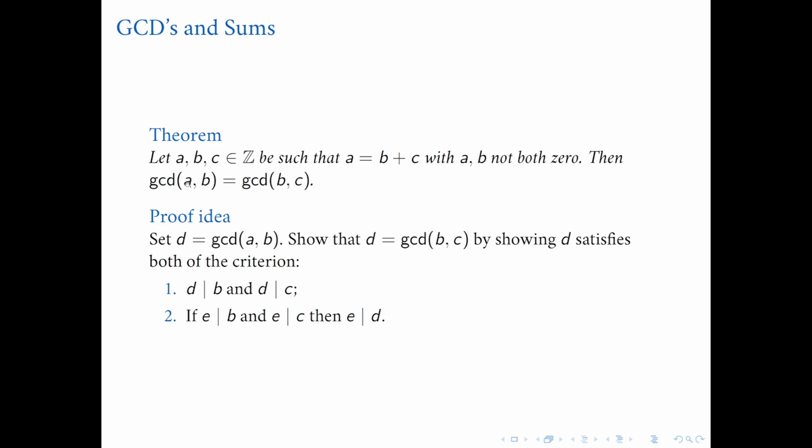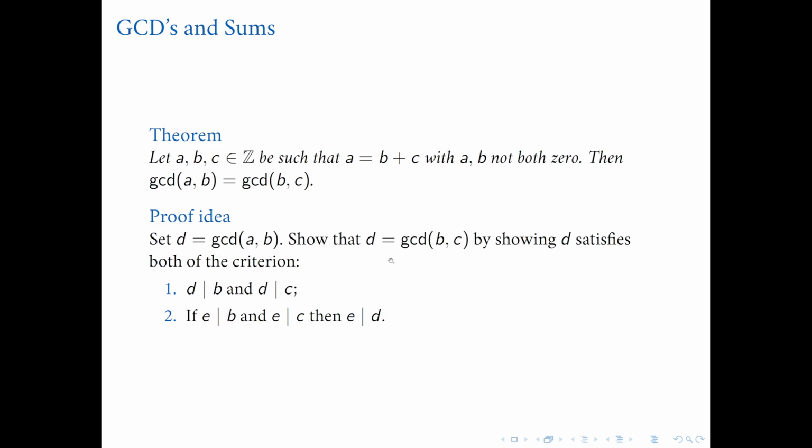So what we can do is we can set D to be one of them. So D is the greatest common divisor of A and B. We want to show that D is also equal to GCD of B and C. So we want to show that D satisfies the definition of being the greatest common divisor of B and C, given that all we know about D is it's the greatest common divisor of A and B.